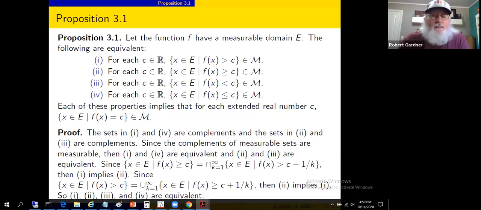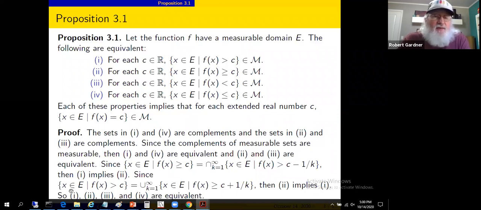So if we have measurability of these sets, that is if part 1 holds, we're in a sigma algebra, then the countable intersection of those sets will be measurable, and this will hold. That is, part 2 will hold. So if part 1 holds, then part 2 holds. 1 implies 2. Let's reverse that implication.